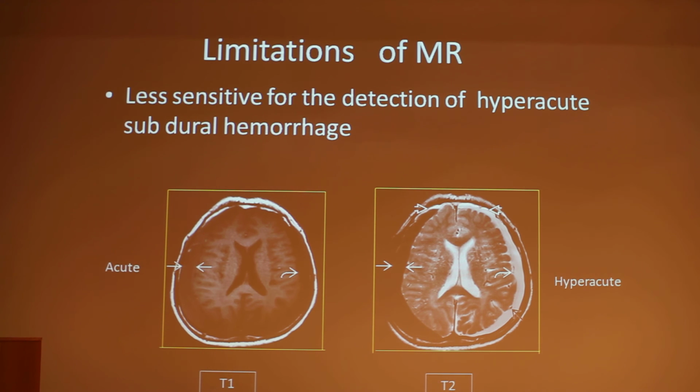We have to remember that with all its advantages, MR also has limitations. It's less sensitive for the detection of hyperacute subdural hemorrhage, because hyperacute hemorrhage will look exactly like the CSF. Here on the left side, from Osborn, we can see that it behaves exactly like CSF, and from the CT we knew that there was a bleed there. So in the acute setting, again, CT is sometimes better.